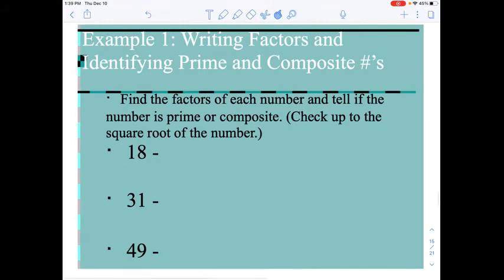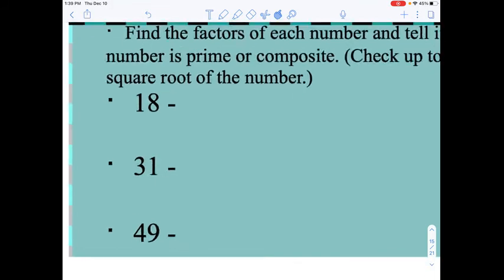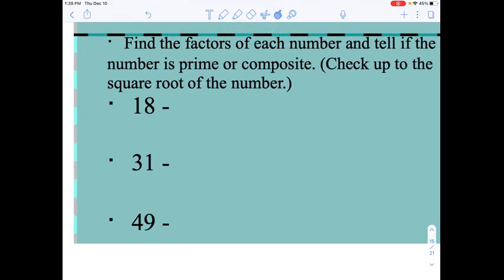So looking at these numbers, it says find the factors of each number and tell if the number is prime or composite. So 18, definitely composite. I'm going to do a C for composite because it definitely has more than just those 2 factors of 1 and 18. So here's how I do factors. 1 and 18. And you might have heard these as like factor rainbows. But then I think, okay, 2. Yes, 18 is divisible by 2. 2 times 9 is 18.